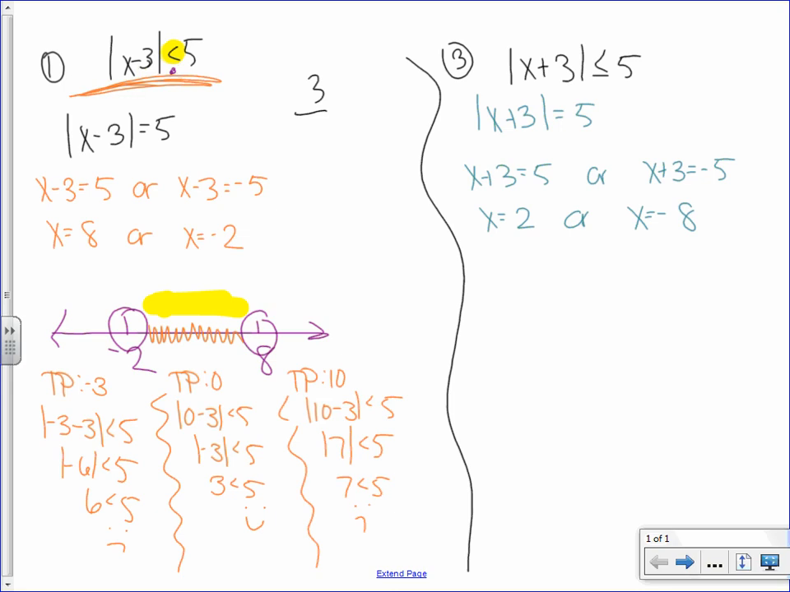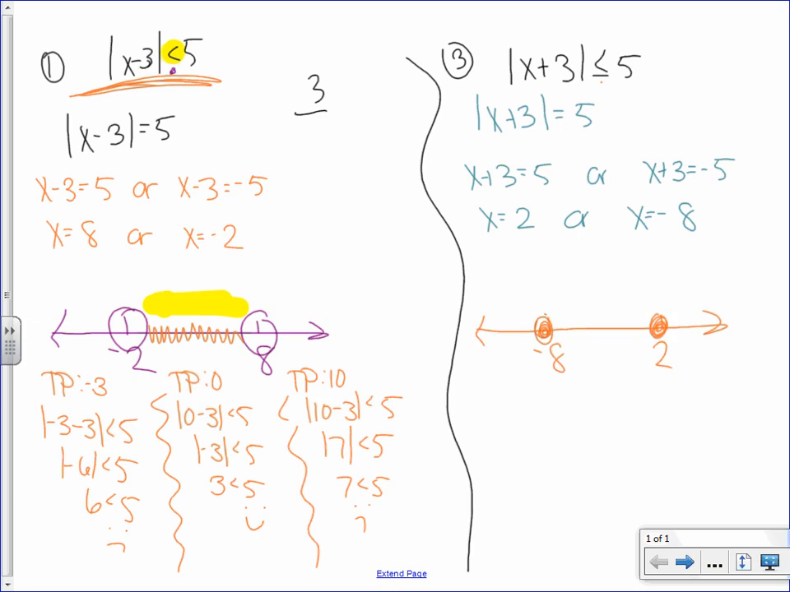So those are what I'm going to put on my number line. Negative 8 and 2. And if I look up here, I do have an equal bar, so these are going to be filled in circles. Now looking at my choices right now, I can automatically get rid of choice 2, and I can get rid of choice 4. Because choice 2 has negative 2 and positive 8. I don't want that. And so does choice 4. So I can get rid of 2 and 4 automatically.